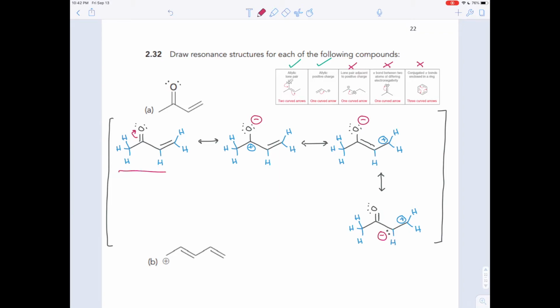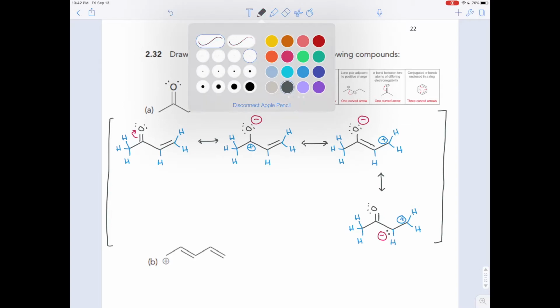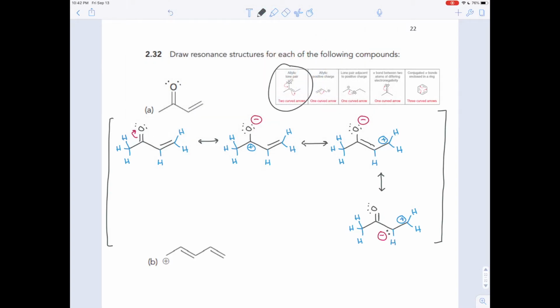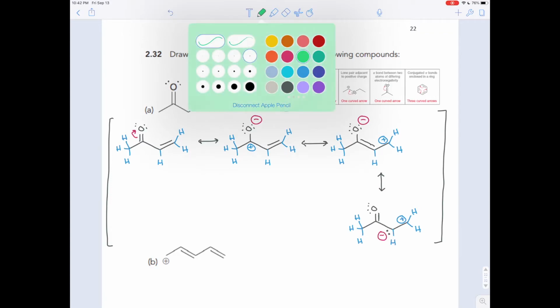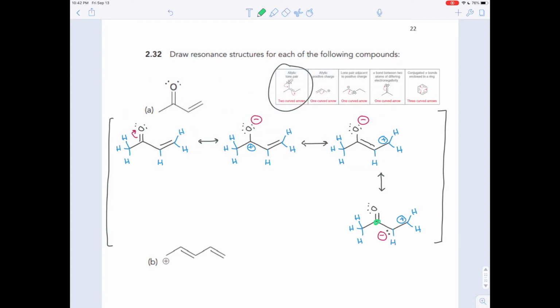Okay, so we've drawn all the possible resonance structures we could for these first 4 structures. So now we'll go through each of the 5 patterns with our next structure down here. All right, first, do we have an allylic lone pair? We do, actually. This lone pair right here is allylic. If you go 1 carbon over, you're at an atom in a double bond.